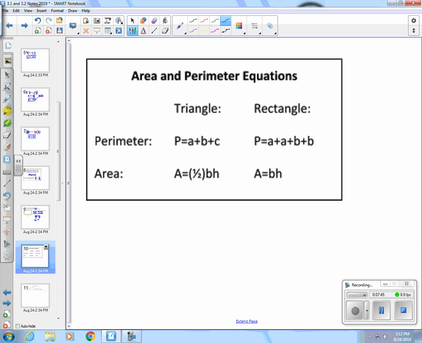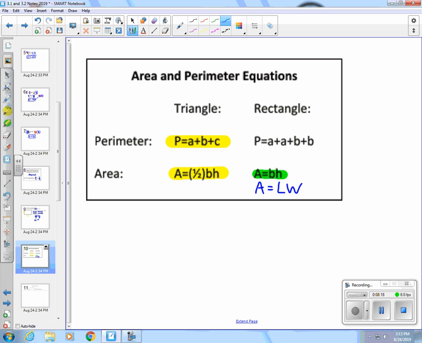Area and perimeter equations here. Perimeter of a triangle is just adding all 3 sides together, a plus b plus c. Area of a triangle, area equals 1/2 the base times the height. When we start looking at the area and perimeter of a rectangle, the area of a rectangle is pretty easy here. Area equals base times height, or if you want, area equals length times width.